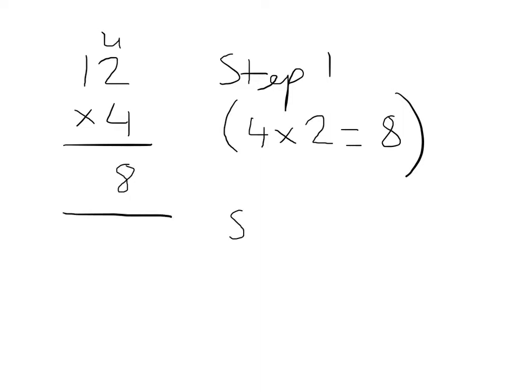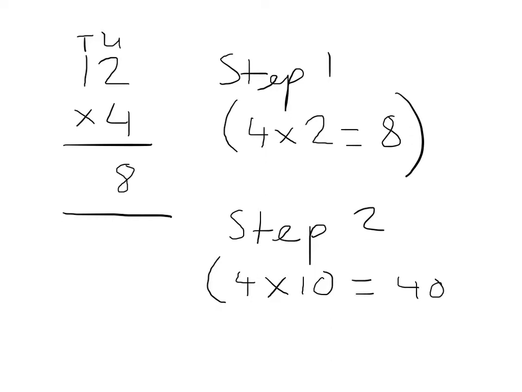And then we look at step 2, which is multiplying our tens. Now we've got 1 ten. We're going to multiply that by 4. So 4 multiplied by 10 equals 40. Now we don't put the 40 down, we just put down 4 for 4 tens. So our 4 tens and our 8 units gives us the answer of 48. So that's multiplying with vertical layout.